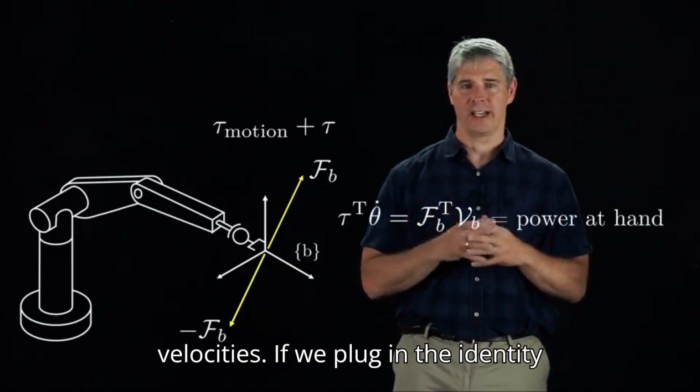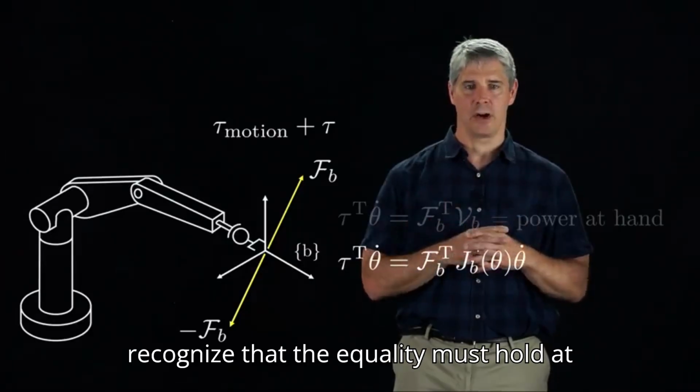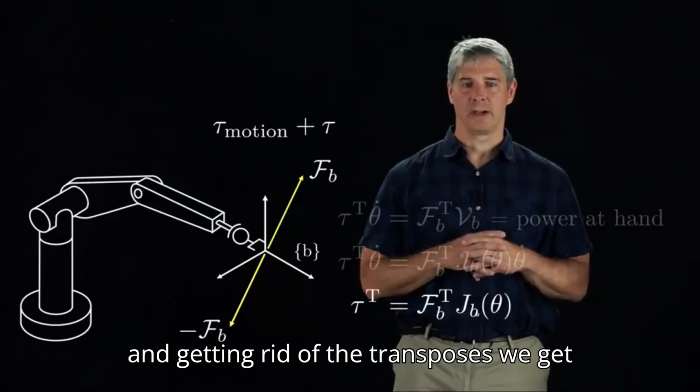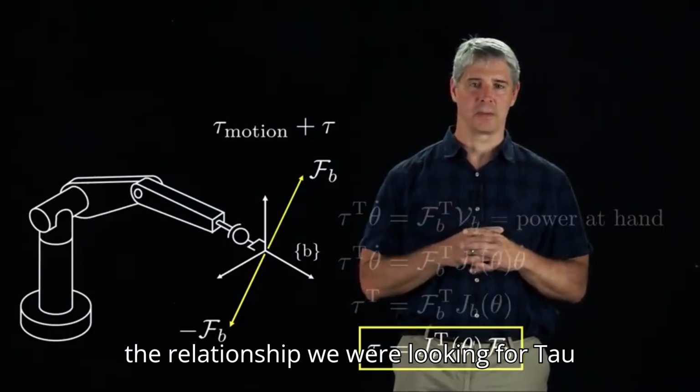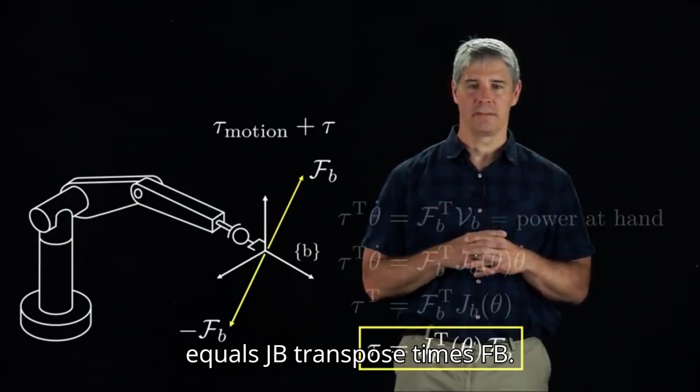If we plug in the identity JB theta dot equals VB and recognize that the equality must hold at all theta dot, we get this equation. And getting rid of the transposes, we get the relationship we were looking for: tau equals JB transpose times FB.